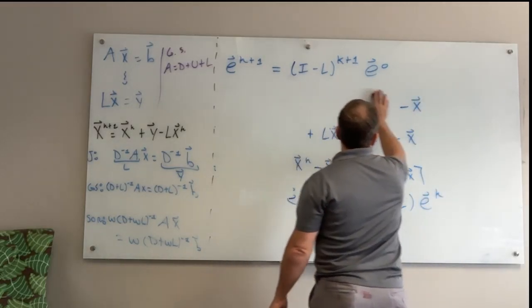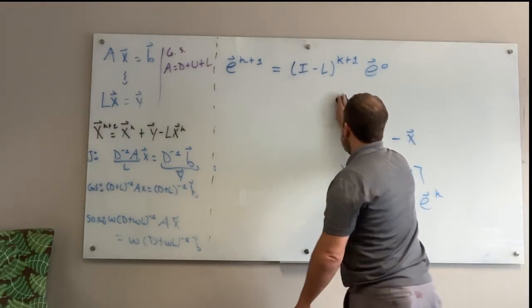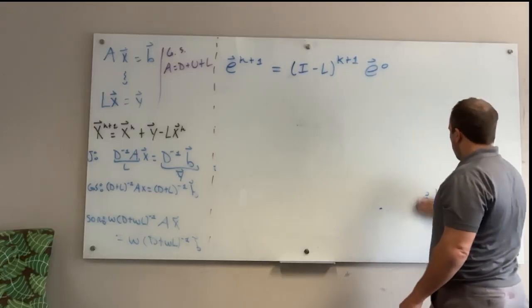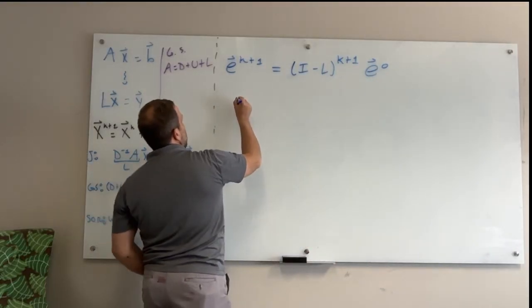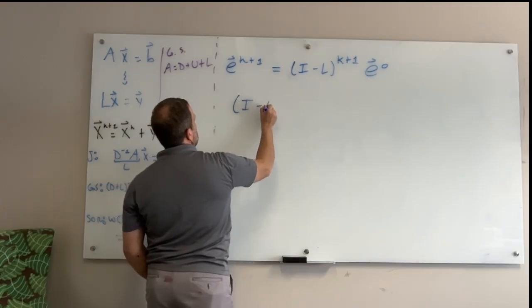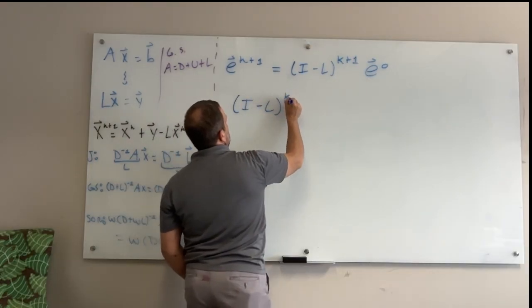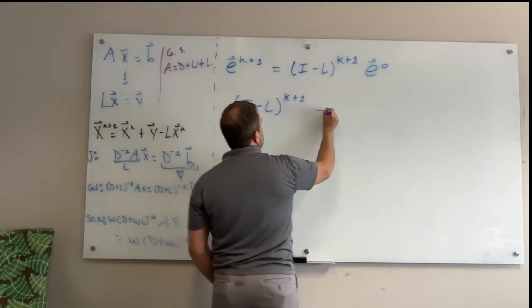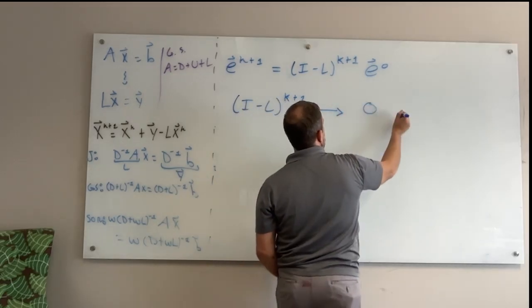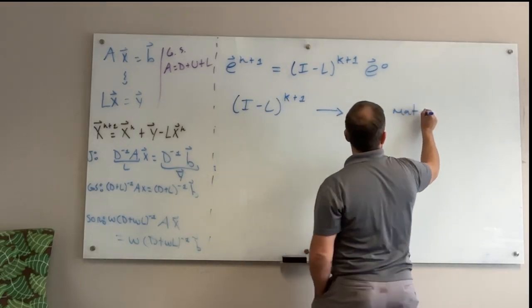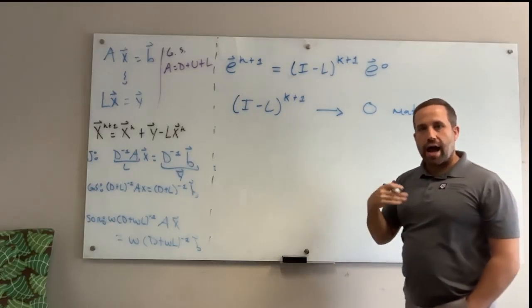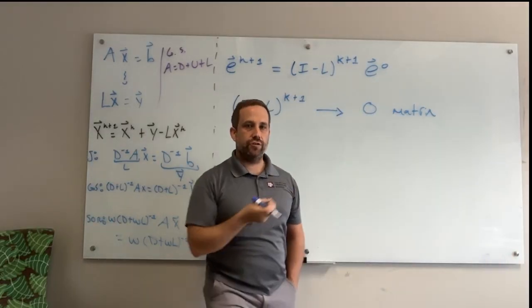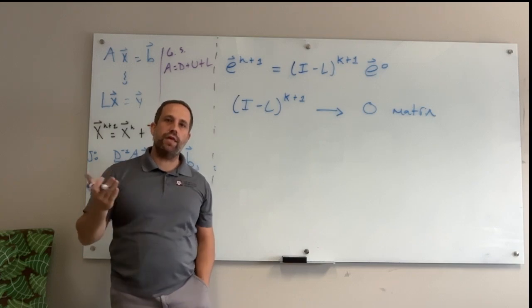What do we need to assume? Well, what we need to assume, essentially, is that the sequence of matrices (I minus L) to the power of k plus 1 converges to the 0 matrix. In other words, if we have a matrix and we take higher and higher powers of it, we want that matrix to converge to the 0 matrix. Well, how can that happen?